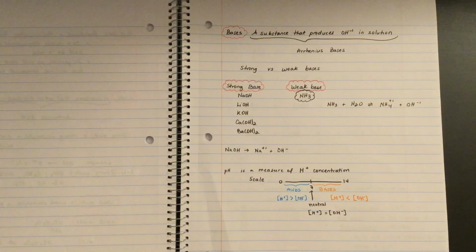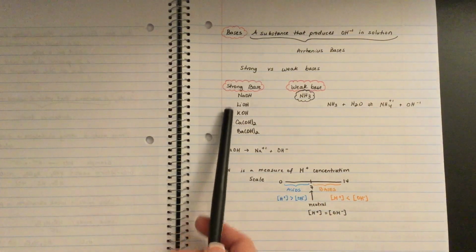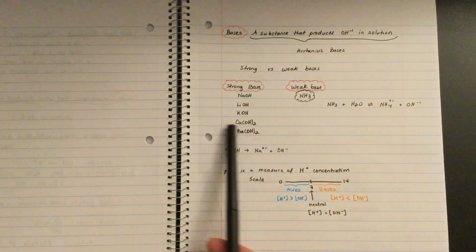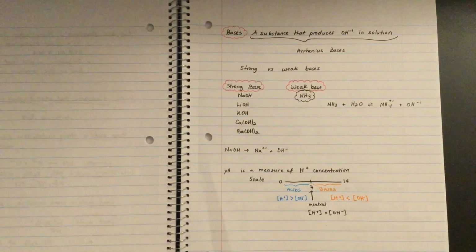For strong bases, these are easy for you to identify. You're going to have a metal from group 1, an alkali metal, combined with the hydroxide ion. I'm listing some of them here. And I'm also listing some metals from group 2, calcium and barium. Those bases are classified as strong bases, and then I'm giving you just one example for a weak base.